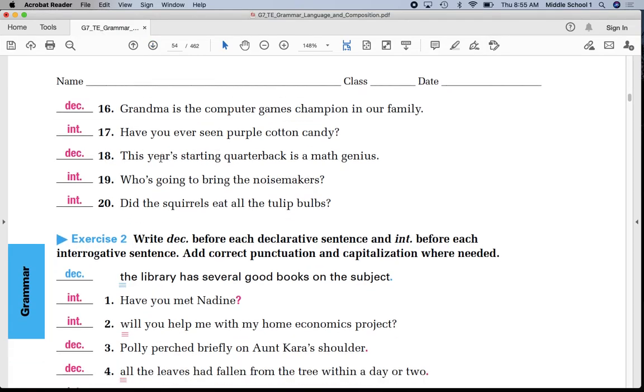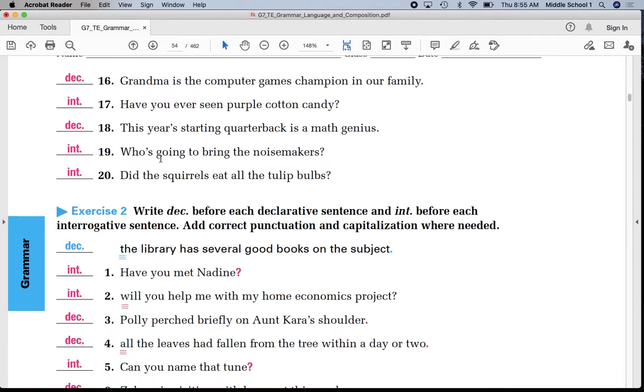Next page. 16. Grandma is the computer games champion in our family. Declarative. 17. Have you ever seen purple cotton candy? Question. Interrogative. 18. This year's starting quarterback is a math genius. Declarative. Who's going to bring the noisemakers? Number 19. Interrogative. 20. Did the squirrels eat all the tulip bulbs?